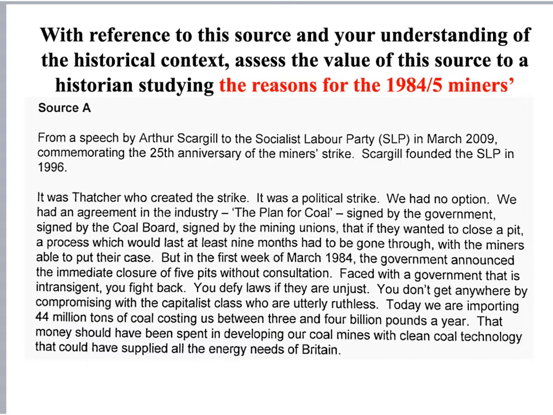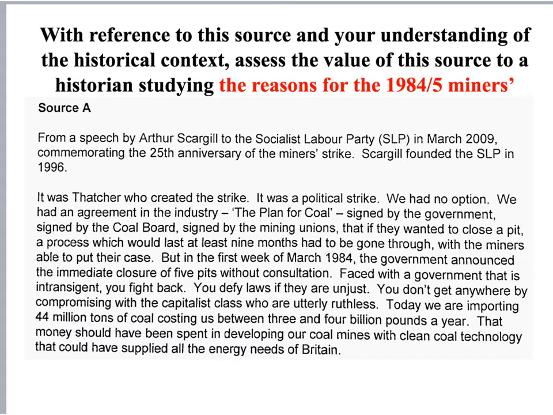You will get a lot of students who will just see this as, all right, is this useful for the miners' strike? Well, it's not asking for that. It's asking you whether this source is useful for the reasons for the miners' strike. So we're looking for causation here, and you need to be very careful about that aspect. You must focus on exactly what the examiner is after in these questions. Don't generalise according to topic.